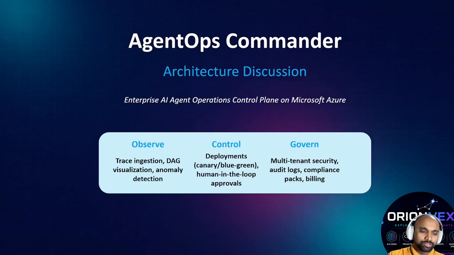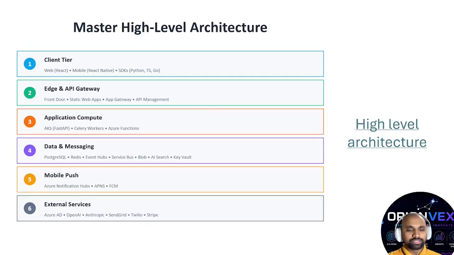We are building this application to observe, control, and govern. Observe means trace ingestion, directed acyclic graph visualization, anomaly detection, etc. What is meant by control? Control means deployment control: canary, blue-green deployments, and human in the loop approvals. And governance means multi-tenant security, audit logs, compliance packs, and billing. Let's go ahead and see what the components are.